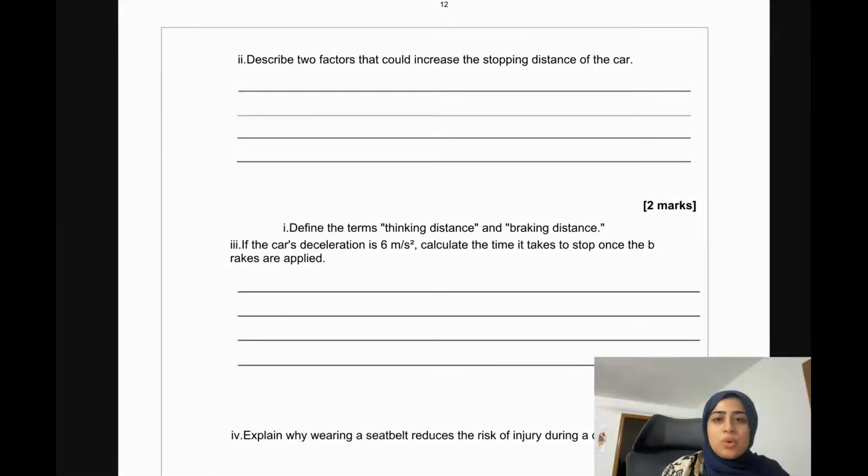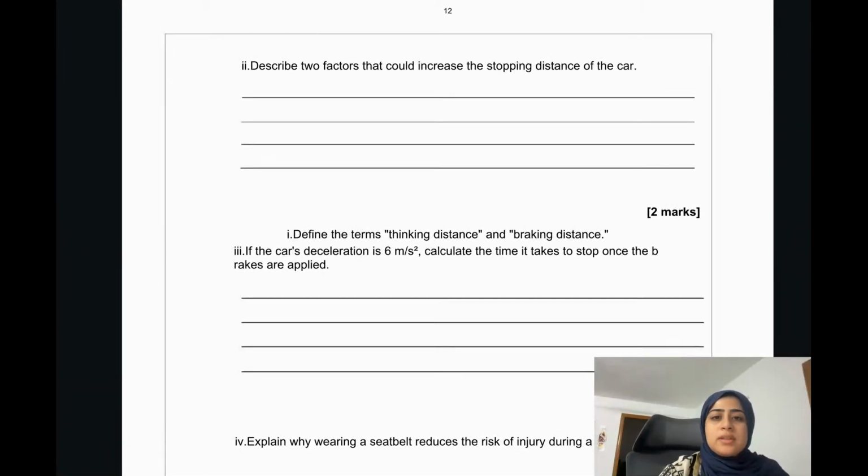Because we are a bit short of time, I'm not going to write down all the answers anymore, but we're still going to go through them. Two factors that could increase the stopping distance. Stopping distance can be increased by the road conditions, whether it's icy or rainy. Your car could crash into the next car. And also the speed. The faster you're driving, the longer your stopping distance.